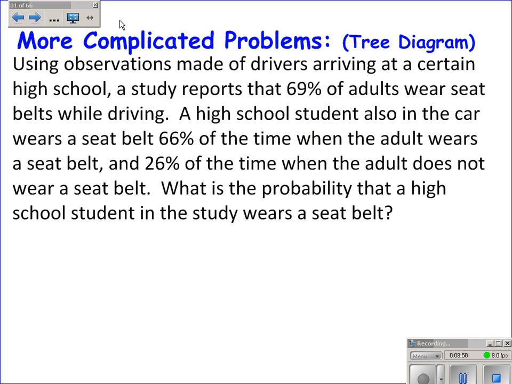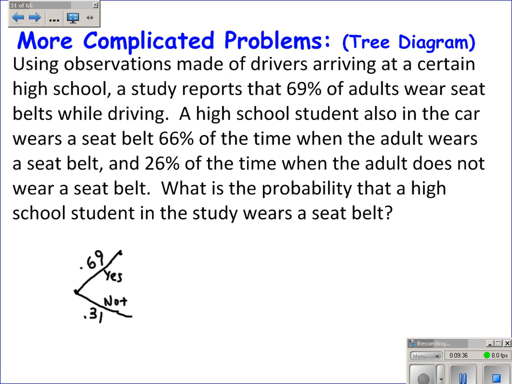Okay, there are a lot of different things going on. There's an adult wearing a seatbelt or not, a student wearing a seatbelt or not. A tree diagram is perfect for setting this up. So I'm going to have the first node, and I'll go here and here with whether or not the adult is wearing a seatbelt. So 0.69 is them wearing a seatbelt, so I'll say yes. And then 1 minus 0.69 is 0.31. There's a 31% chance that they're not wearing a seatbelt.